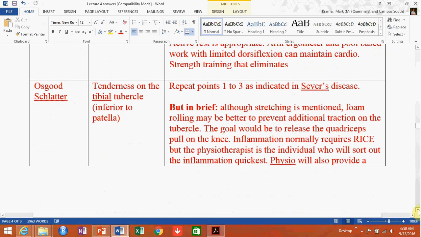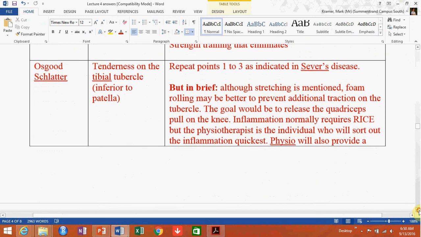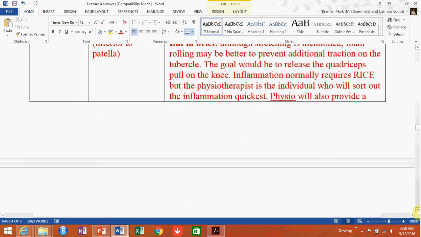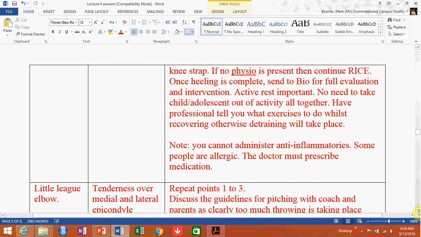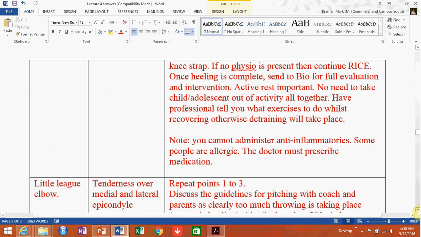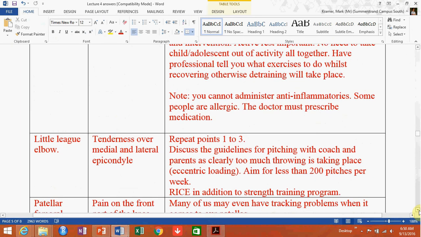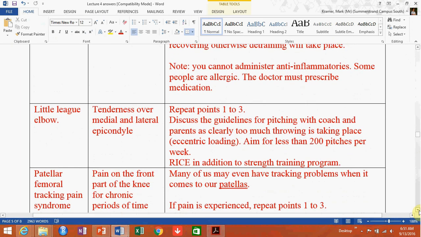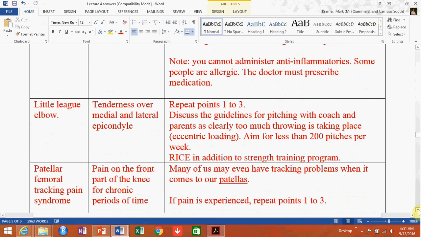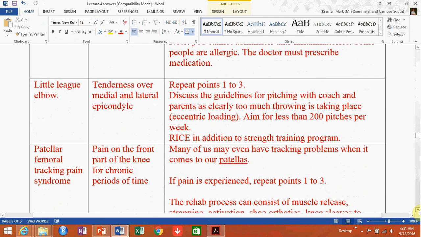What's nice with the foam rolling is that it releases the quads somewhat, or the massaging, where that releases the quads and takes less traction off of the patella tendon or ligament. Okay. Also strapping, but the physio would do that. So you can have a brief read through all of my information. And also note, I think it's important there that some people are allergic to anti-inflammatories, so you cannot prescribe anti-inflammatories. Let the doctor prescribe anti-inflammatories.